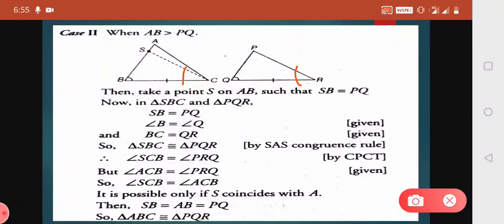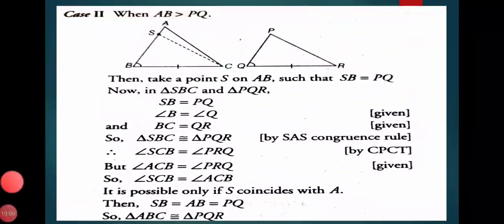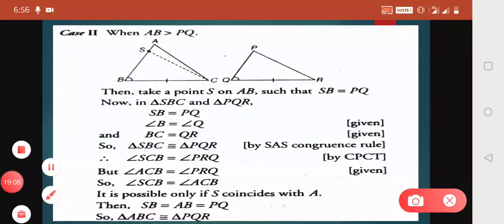But it is given that angle ACB is equal to angle PRQ. This is already given in the statement, that this whole angle ACB, let us draw clearly, this whole angle ACB is equal to PRQ. That is already given. So angle SCB will be equal to angle ACB.